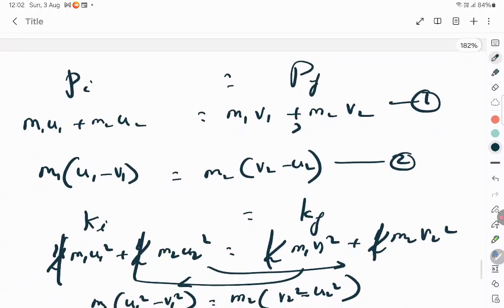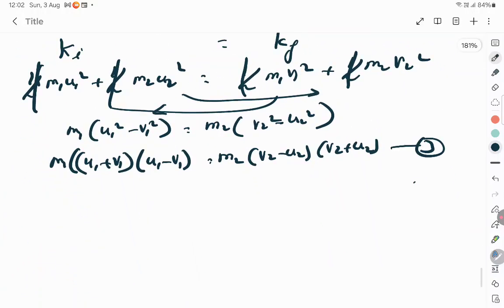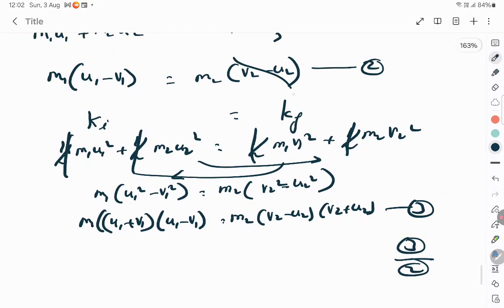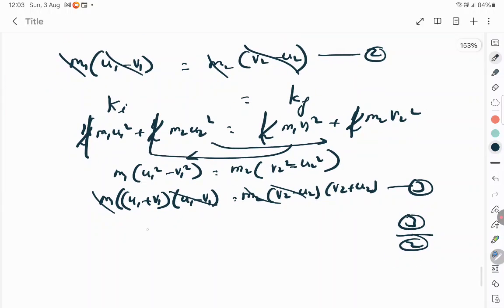So what are the equations? You got 1, 2, and this is the third equation. Divide the third equation by the second equation. When you divide, m1 and m1 get cancelled, m2 and m2 get cancelled. So thus you get u1 plus v1 is equal to v2 plus u2.